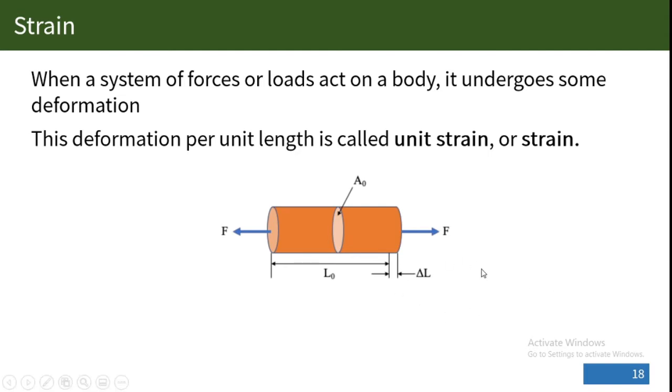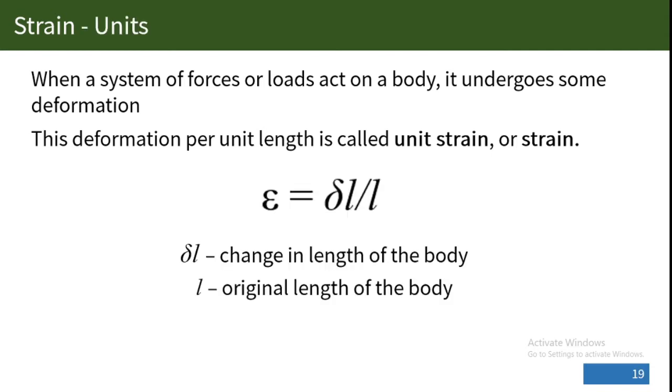So strain, since it is a deformation per unit length, is delta L over the initial length. Basically, unit strain, or strain, is a dimensionless parameter. Mathematically, strain is denoted by the Greek letter epsilon, which is equal to delta L over L, where delta L is the change in length of the body and L is the original length of the body.